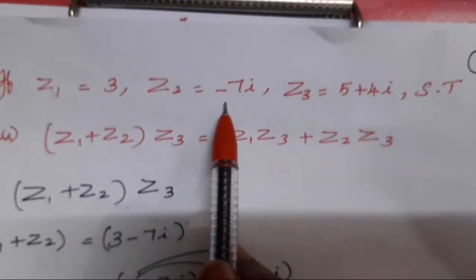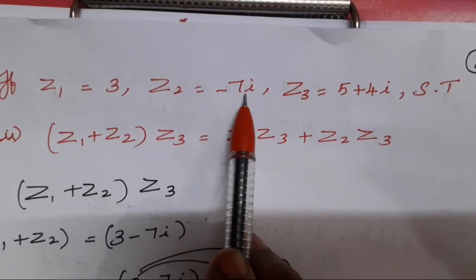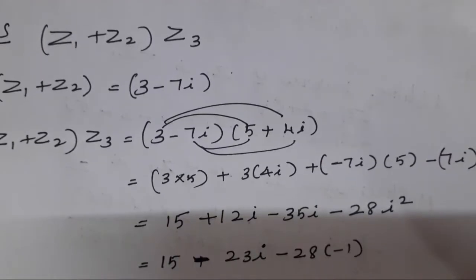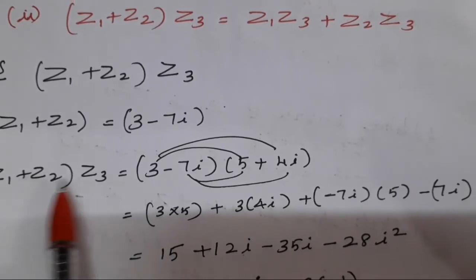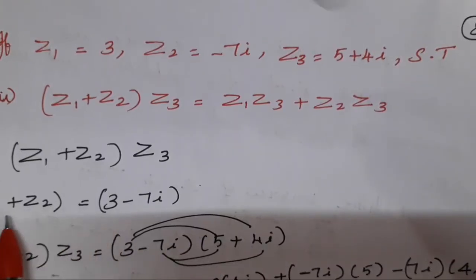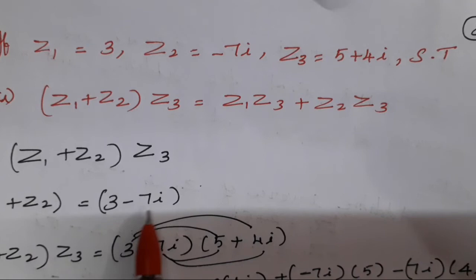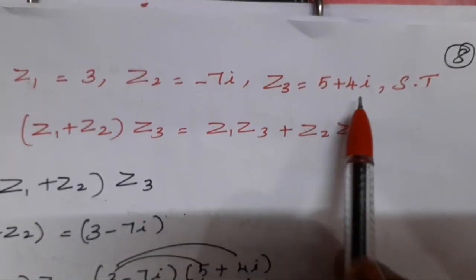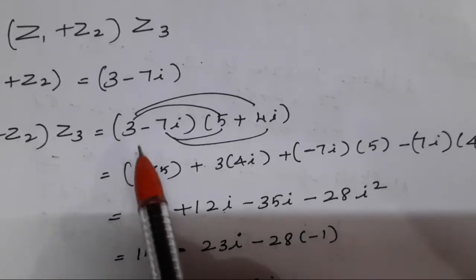Z1 is 3. Z2 is minus 7i. So Z1 plus Z2 is nothing but 3 minus 7i. Again, (Z1 plus Z2) into Z3. Z1 plus Z2 is 3 minus 7i, into Z3, which is given in the question as 5 plus 4i. See the multiplication, ordinary multiplication.